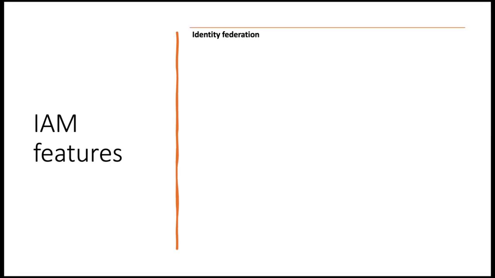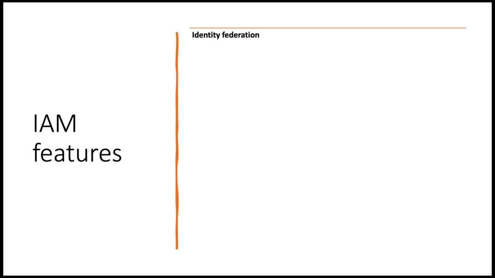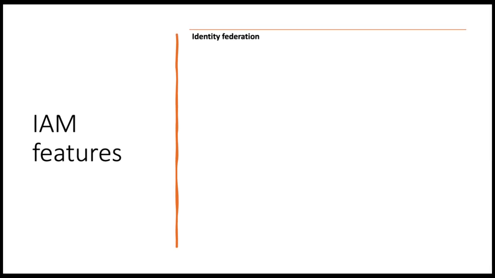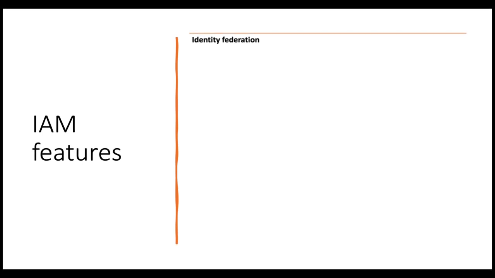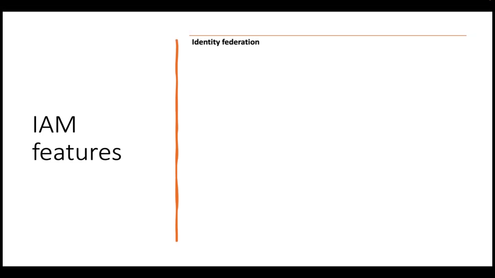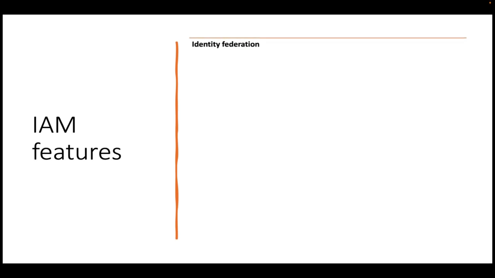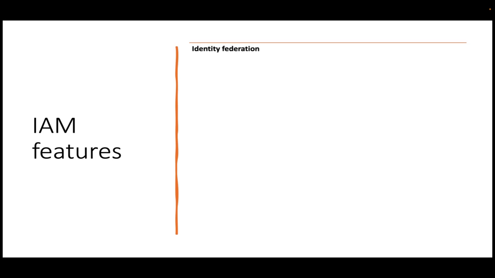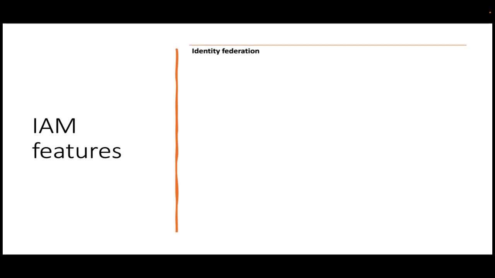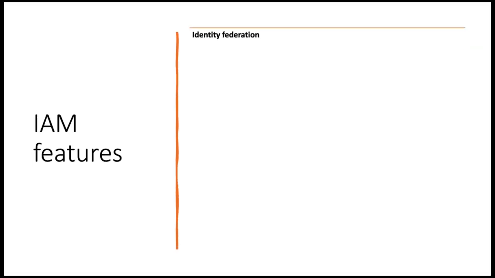Identity federation. This is one of the features of AWS IAM. Identity federation is the process in which you can use existing credentials of a user to allow them to log in to the AWS account. So let's say your organization already uses Azure AD, for example. The users can continue to use the credentials that are already created in Azure AD while they are able to then access AWS resources.